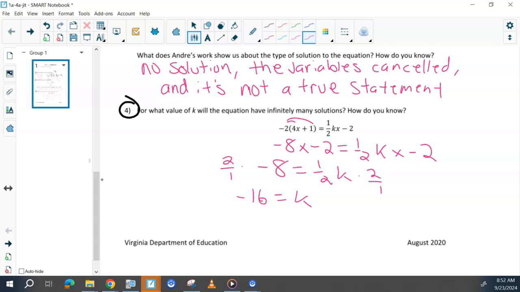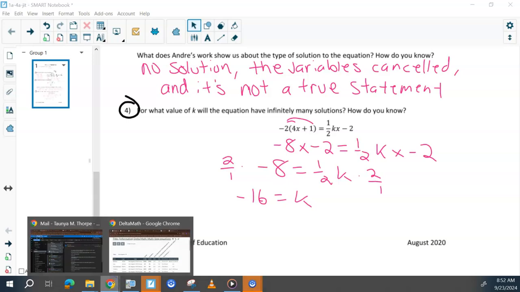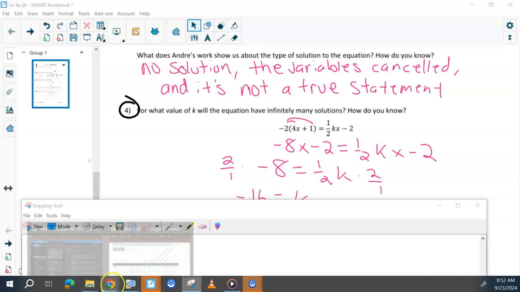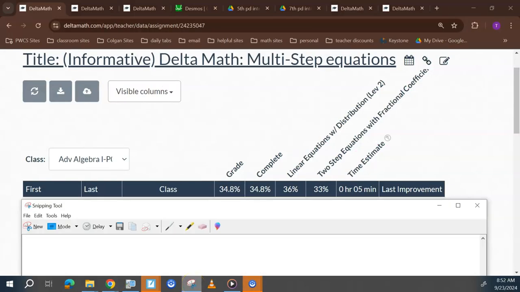So I'm going to show you your Delta Math scores, and then if we have any Delta Math problems we wanted to go over, we'll do that really quickly before we jump into our notes. So you guys had 3 Delta Maths that were due on Friday. 1 of them was informative, 2 of them were formative. So this one, our multi-step equations, we did not get our 50%. That one is informative. It's not affecting your grade, but you should definitely go back and practice it for the upcoming quiz and test.